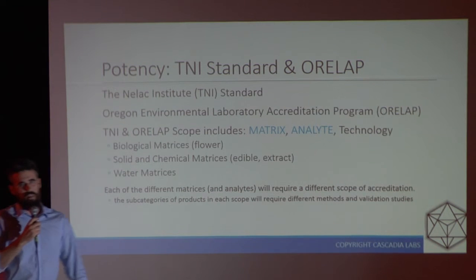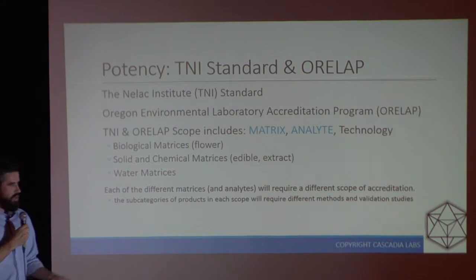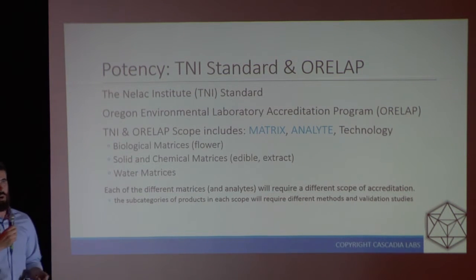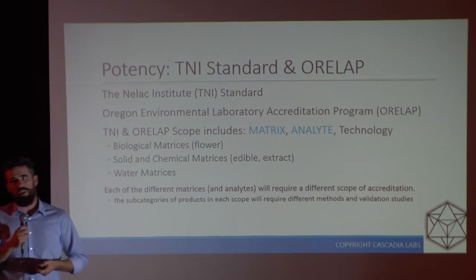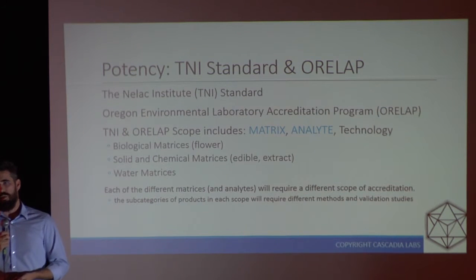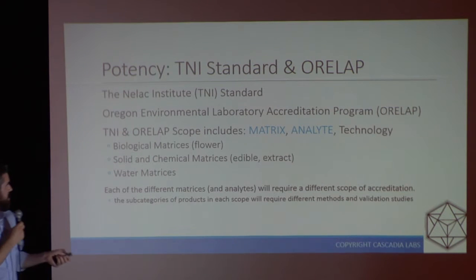That is the group out of the Oregon Health Authority that will be inspecting laboratories to ensure that for every product type that we're charged with analyzing a potency value for, we have a separate scope. So as laboratories become accredited, it is possible that a laboratory will only be testing potency for flower. That would be the biological matrix. A laboratory could choose not to be accredited for the solid and chemical matrix of edible and extract.